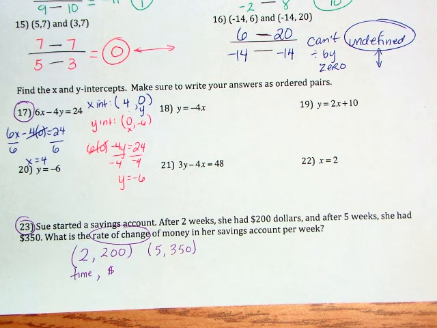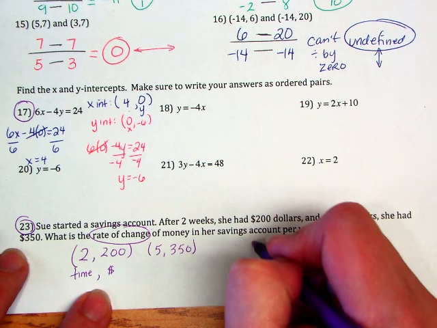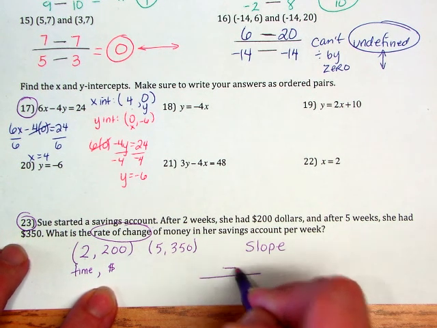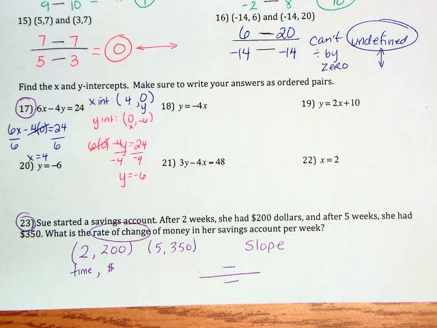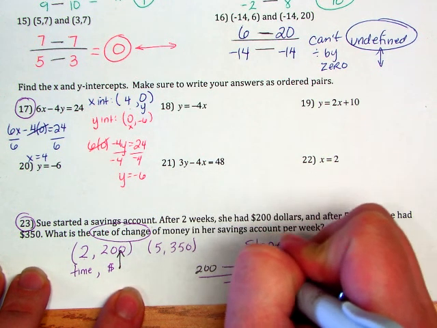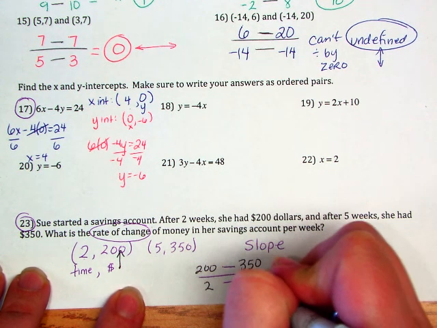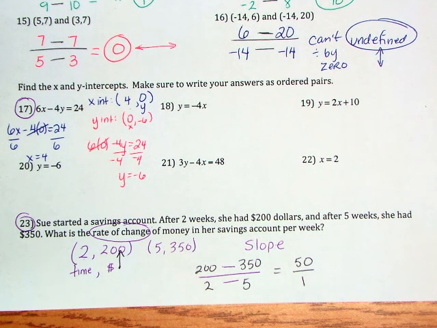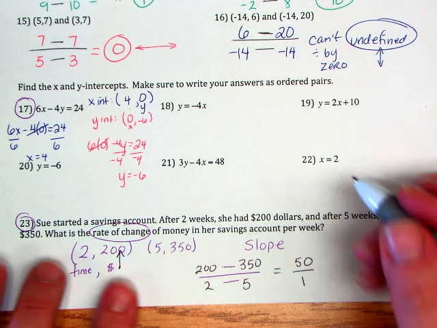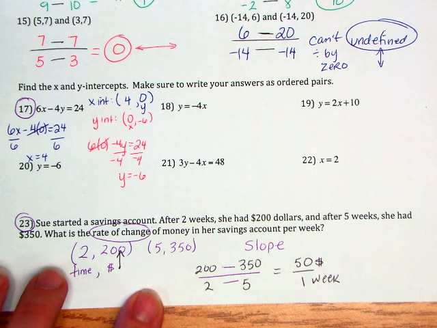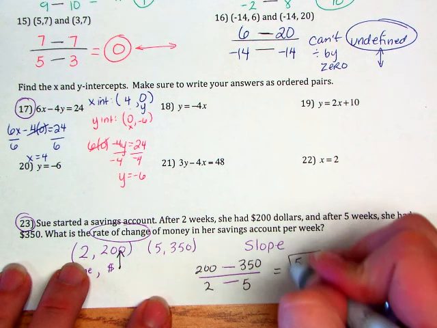Rate of change is another way of asking for slope. So I'm going to set up superfraction, and I'm going to put in my y value first, 200 minus 350 over 2 minus 5. And when I do that, I get 50 over 1. Whenever we ask you for rate of change, we need units. So 50 is going to be dollars per week. That is the answer that we are looking for.